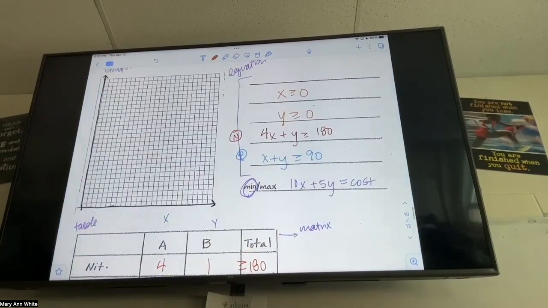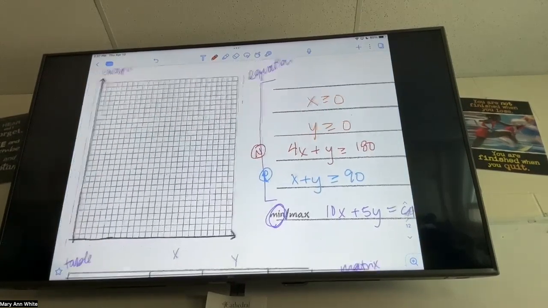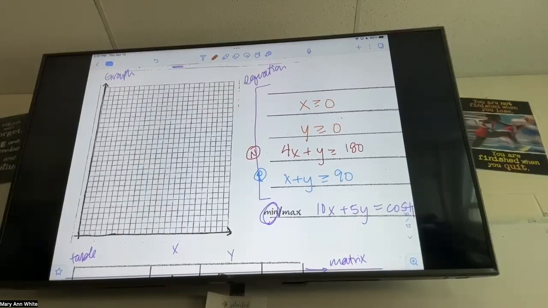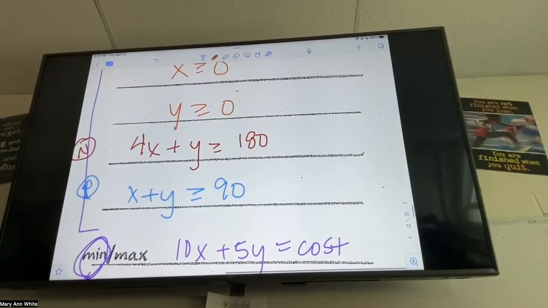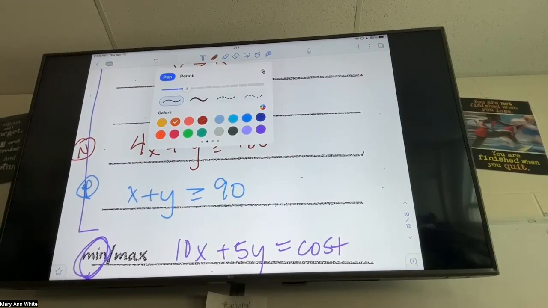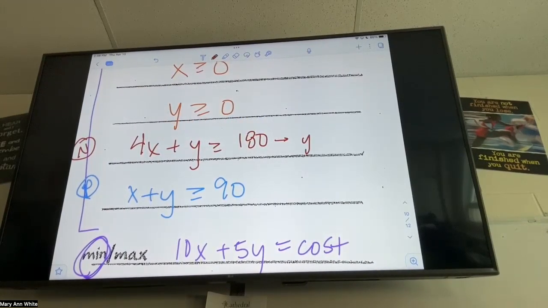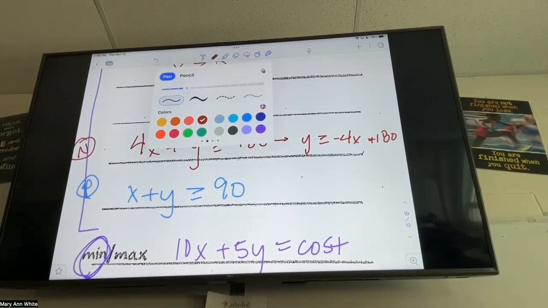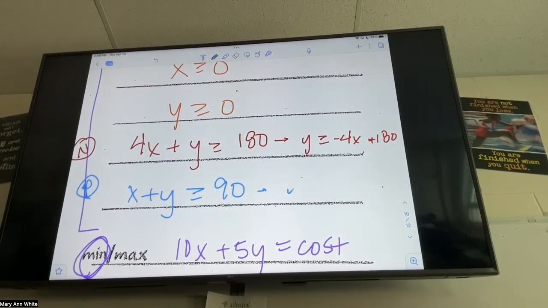In the future, we can use matrix earlier, but for this one, I wanted to do this graphing wise. I think it's pretty easy on these two to just put it in slope-intercept form. So I'm just going to move my x's to the other side. So this equation becomes y is greater than or equal to negative 4x plus 180. And my phosphorus equation becomes y is greater than or equal to negative x plus 90.